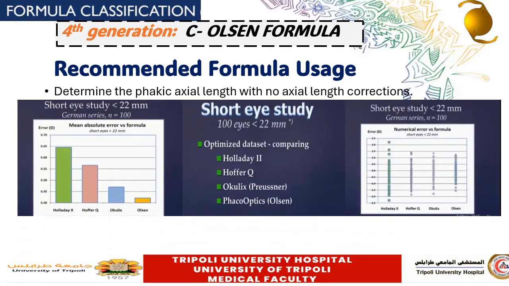In one study, they compared different formulas like the Holladay 2, the Hoffer Q, and the Okulix. Okulix is another ray tracing software that's used by Tommy, and also the PhacoOptics, which is the software for the Olsen formula. They compared these formulas over short eyes, and they found that the Holladay has very poor predictability compared to the Olsen formula, which has very good predictability and very minimum error, followed by the Okulix. So these two, based on ray tracing, show very accurate results and very low mean absolute error. As you can see here, the mean absolute error is very low for Olsen, then for Okulix, and very high for Holladay. They also compared the results with long eyes.